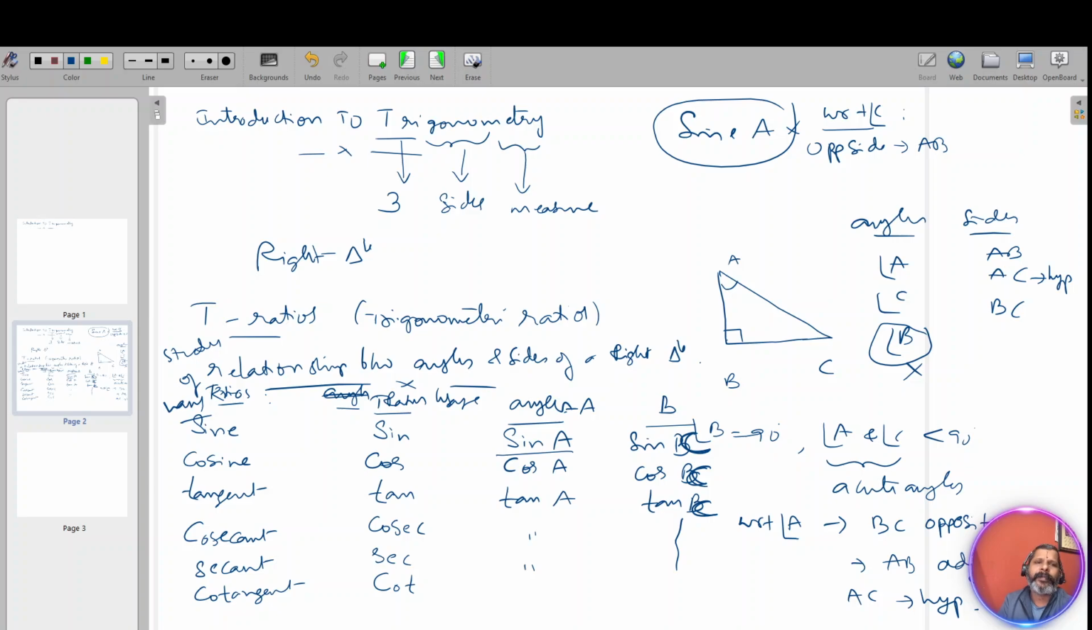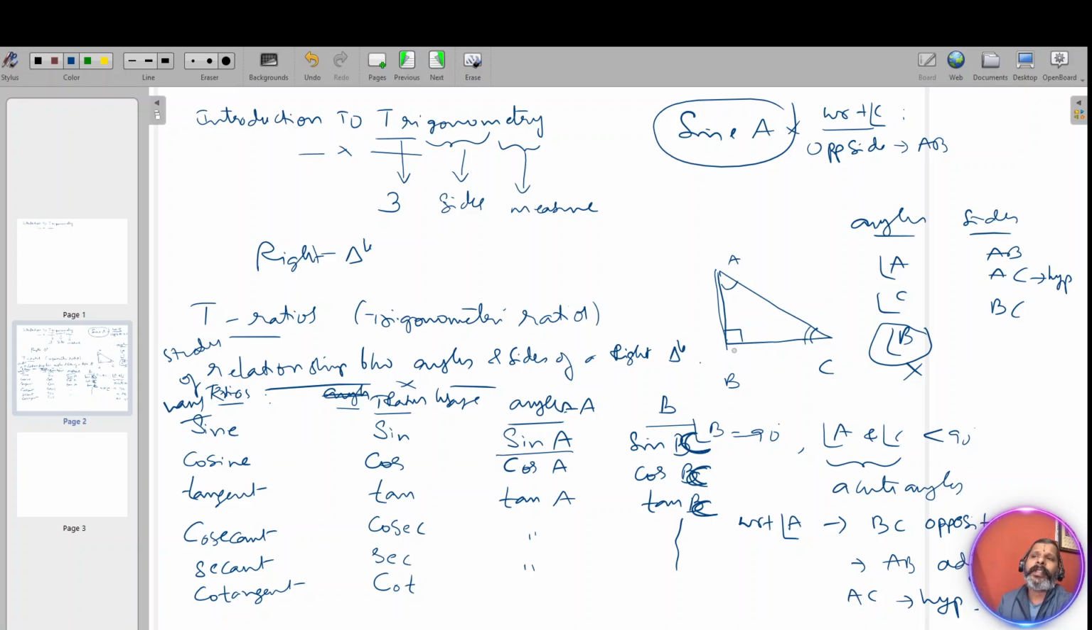AB, right? Don't get confused. It's a simple concept. Fix an angle. With respect to that angle, study the sides. The names will be like this. When you fix an angle C, the opposite side is AB, right? Because it is opposite to C.